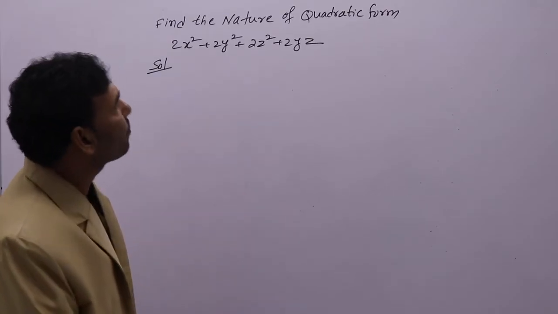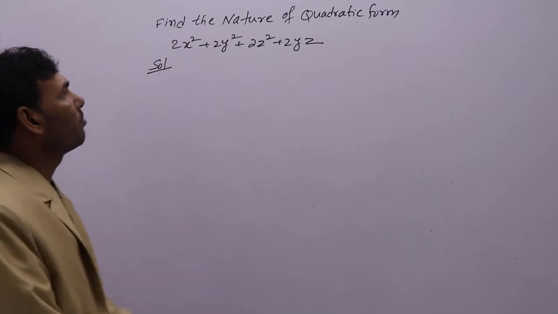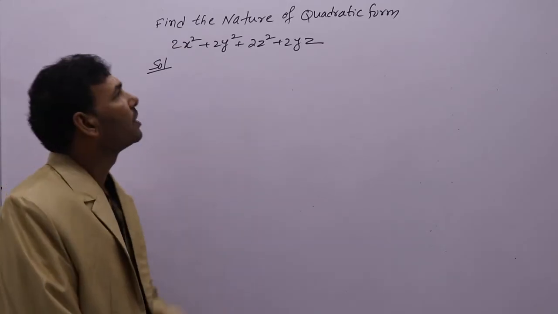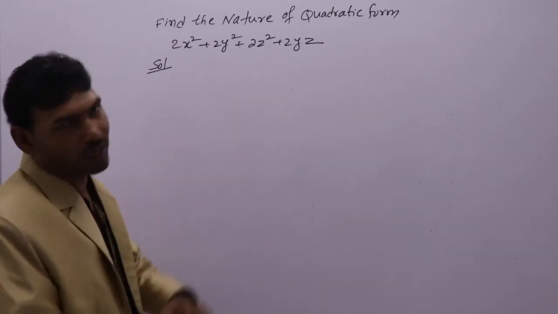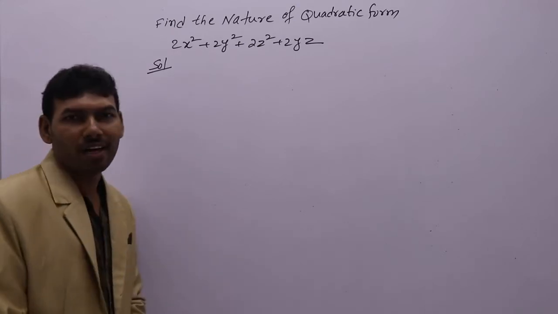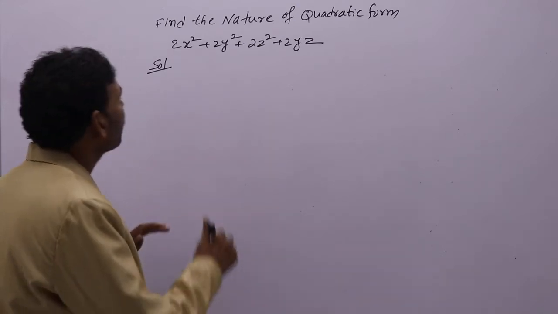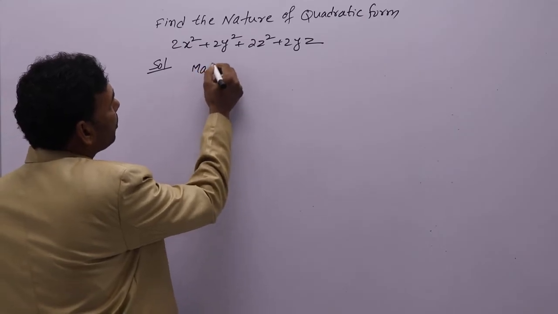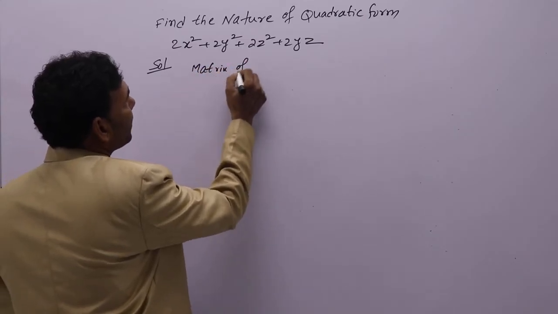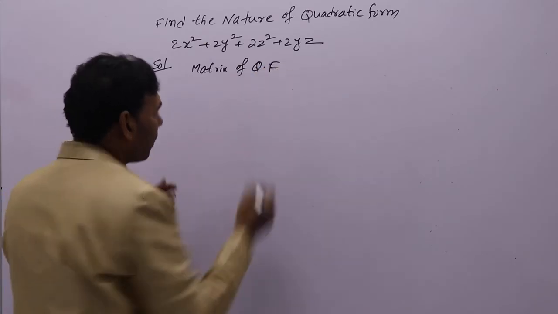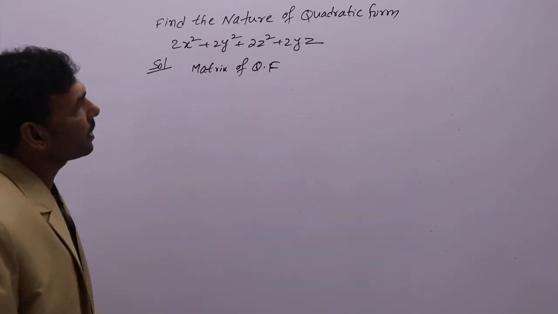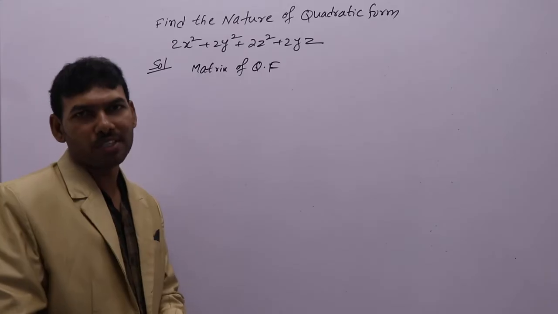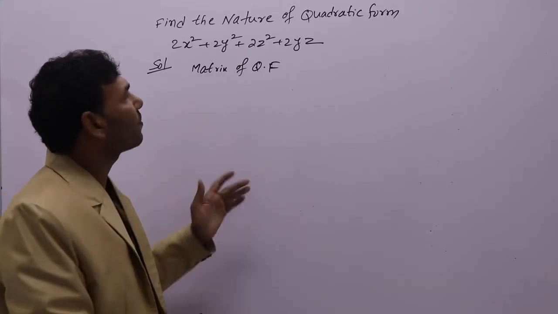Find the nature of the quadratic form. This is important for short answer questions. We need to find the nature for this quadratic form. To find the nature of the quadratic form, first we have to write the matrix A. The matrix of the quadratic form you need to write first. To write the matrix of the quadratic form, I said one technique for 2 variables just now. Now I am going to discuss it for 3 variables.